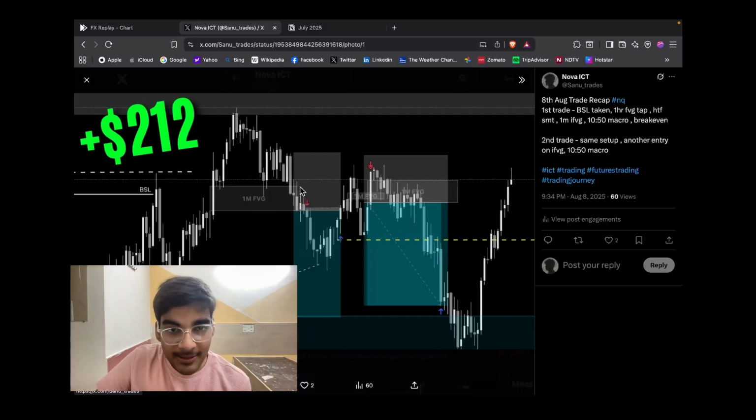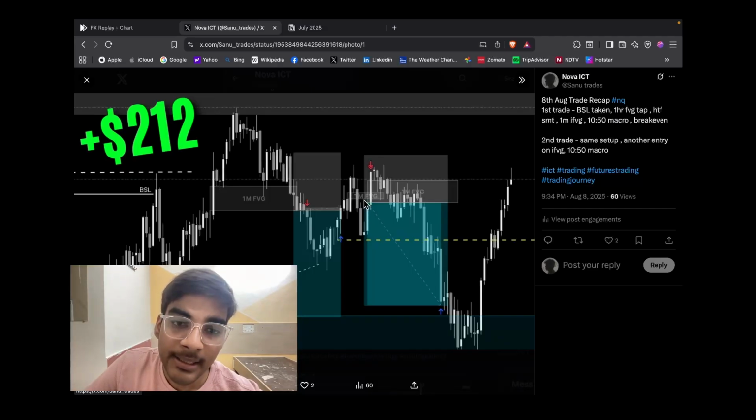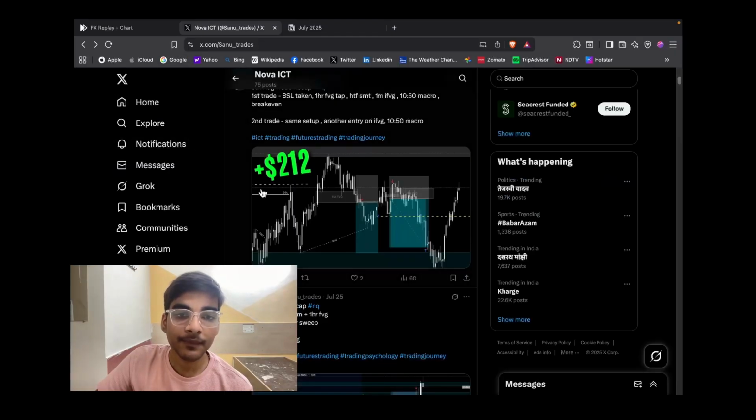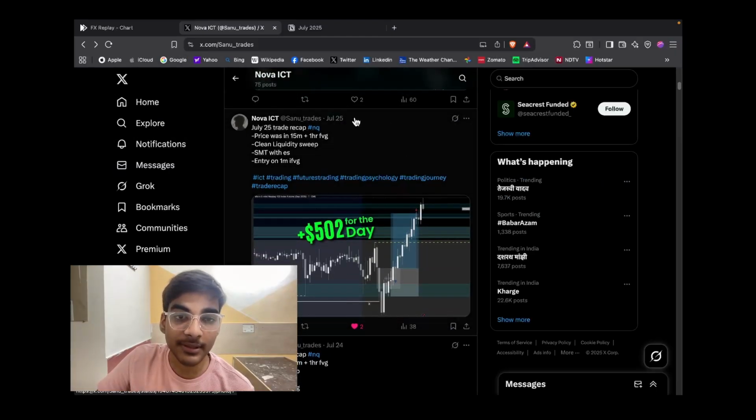But here, as you can see, there is some kind of internal liquidity. There are a lot of wicks. Once price took it, it inversed, made a small fair value gap, and then it inverted. I entered on that inversion and placed my SL at the same position, and this trade hit TP easily. So let's move on to the next trade.